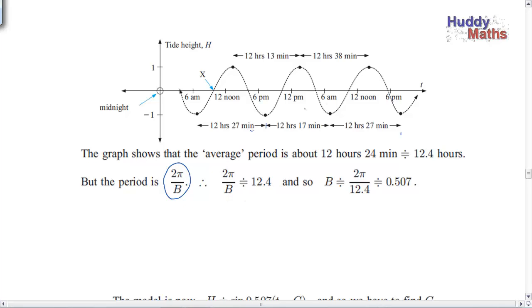Okay, and let's have a look at the average period. If we average these numbers between two minimums, that should be a period between these two. They all vary a bit. So let's find the average. And if we do that, add all those up and divide by 3, we get approximately 12.4 hours. So therefore, with b cycles in 2 pi, that should give a period of 2 pi divided by b is 12.4. So b is approximately 2 pi over 12.4, which is 0.507. So we've got our b value.